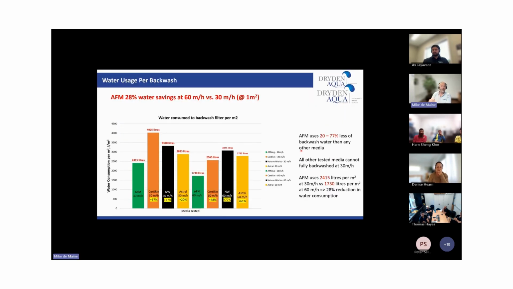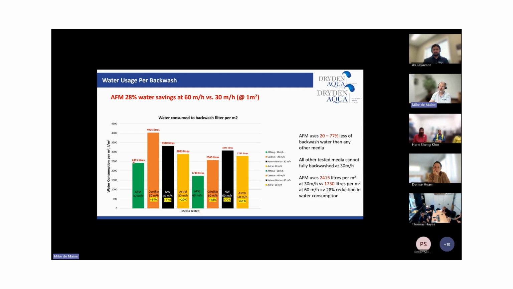This directly speaks to water savings. Because we can backwash at 60 meters per hour compared to 30 meters per hour, here you can see we saved 67% of water compared to the Certican, and 37% compared to Nature Works at 30 meters per hour. Then at 60 meters per hour, we actually saved even more against ourselves.